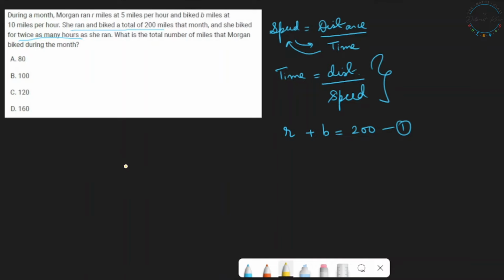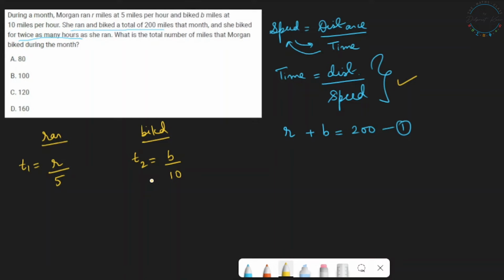Let us move to the other equation, where we are talking about ran and biked. Let us use this formula for this. Time, let us take T1, which will be equal to distance over speed. Distance is R miles over speed, that is 5 miles per hour. Now time 2, that is the time taken for biking, will be B miles divided by 10 miles per hour. So we now have 2 times.